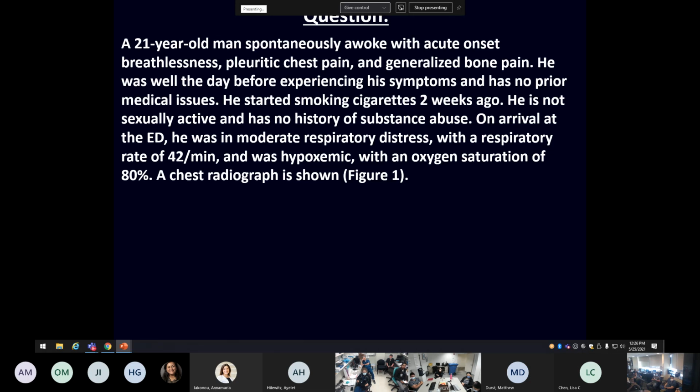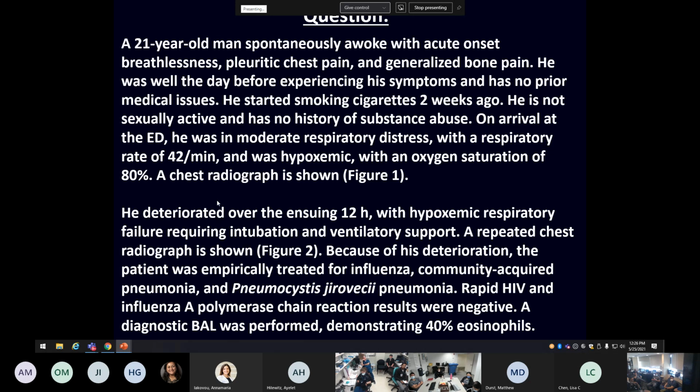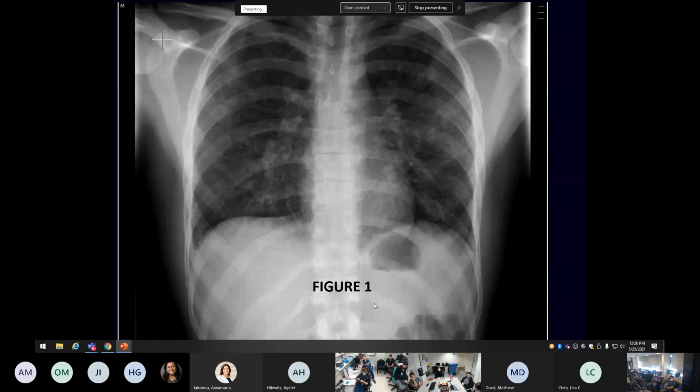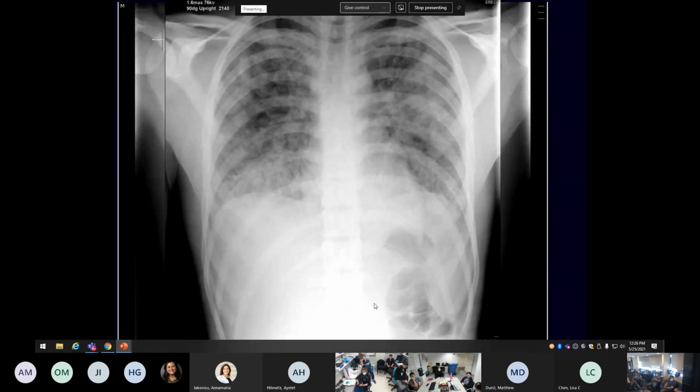On arrival, moderate respiratory distress with a respiratory rate of 42, hypoxemic, saturating 80%, and we'll look at the x-ray in a second. He deteriorated over the next 12 hours, hypoxic, intubated, vent support, repeat chest x-ray, we'll look at it. He was empirically treated for flu, community-acquired pneumonia and PCP pneumonia. Rapid HIV and influenza PCR were negative, and the BAL showed 40% eosinophils. So it looks like a case of acute eosinophilic pneumonia. We all agree? Rapid deterioration on x-ray.